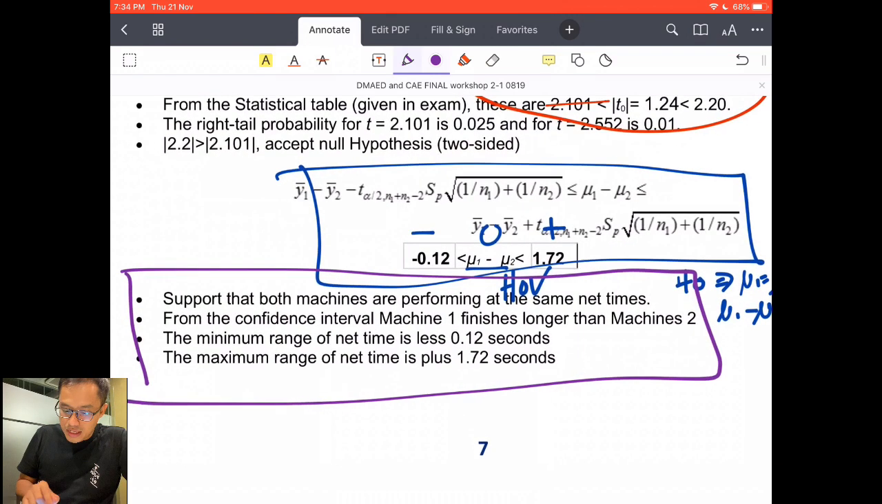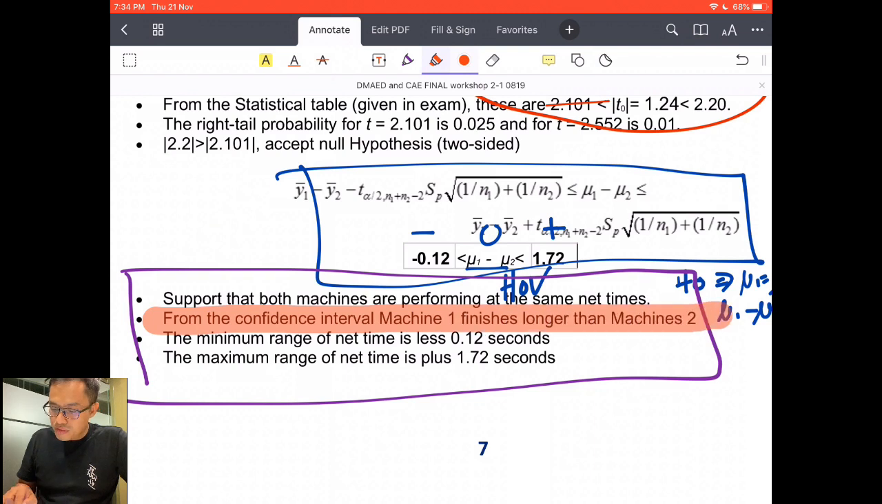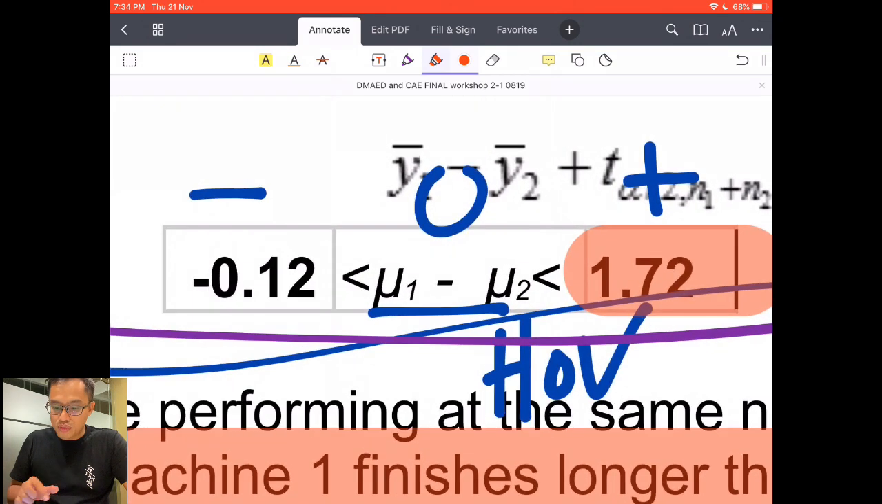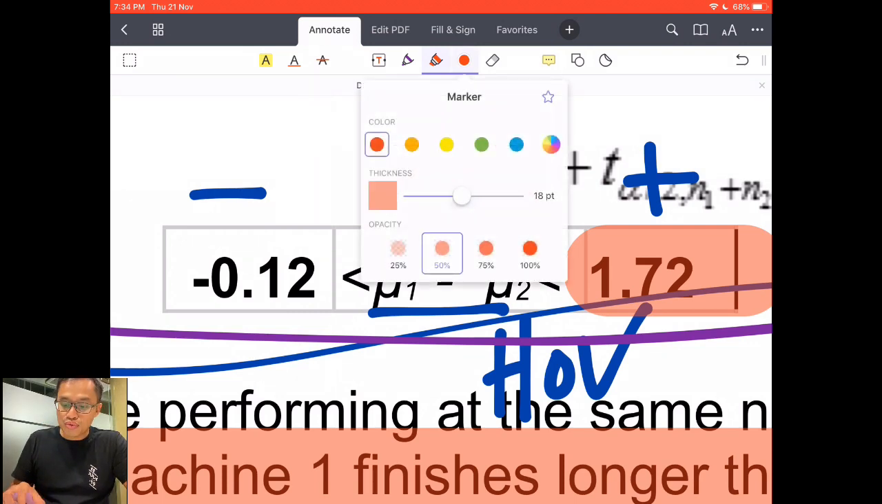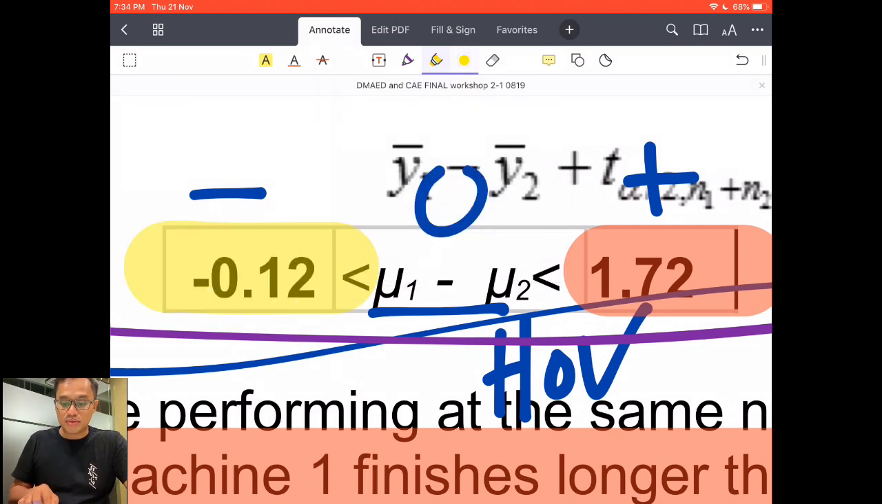But look at this one. From the confidence interval, machine 1 finishes longer than machine 2. So this is a correct answer as well. Why? Because as you can see, machine 1 or mean 1 is bigger than mean 2. That's why we have positive value, right? That means machine 1 finishes longer than machine 2. You must also add machine 2 finishes faster than machine 1. That means you have a negative value. Or you can just say that both machines finish at the same time.